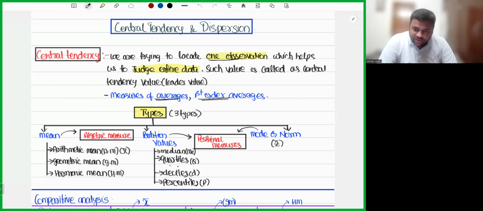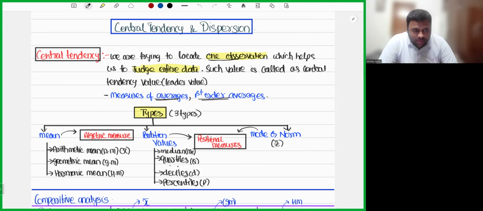So let's continue, my dear friends. In the previous session, we have completed arithmetic mean. So in this session, we'll try to complete partition values, mode, and if time permits, we'll complete GM, HM, everything related to central tendency.